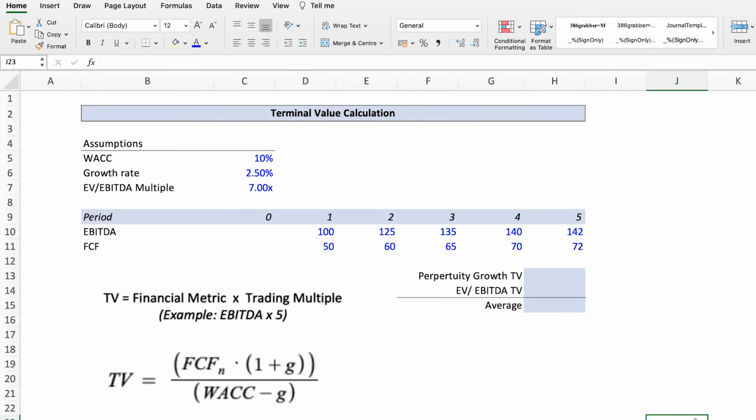Now, to be honest, out of the two methods, I'm not really sure which one's most popular. I've seen both of them being used. So what I'm going to do here, just so you can see both of them, is take an average of the two. So let's hop onto Excel and calculate them together.